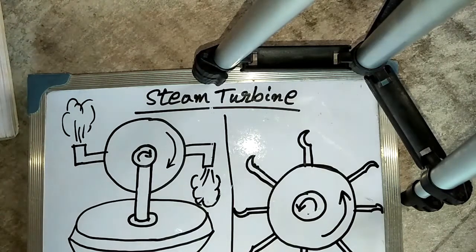So let's start. A steam turbine is nothing but a prime mover which commonly converts the energy of high pressure, high temperature steam supplied by a steam generator into shaft work, with the low temperature steam exhausted to the condenser. This energy conversion essentially occurs in two steps.